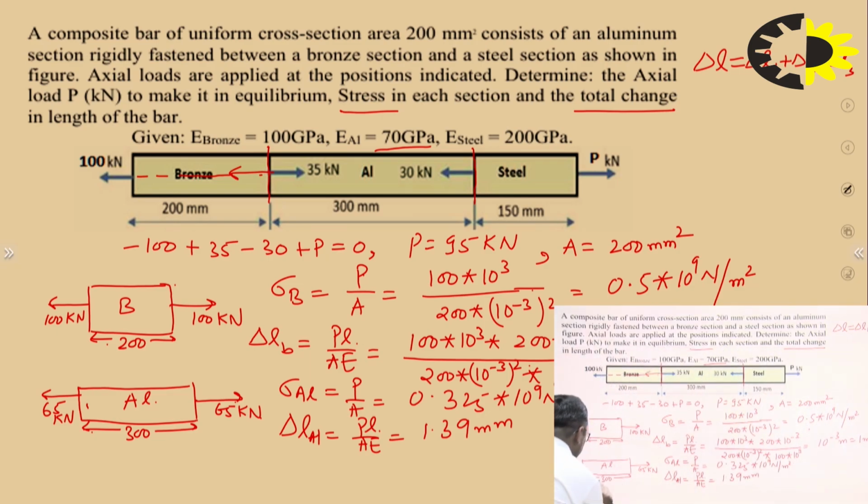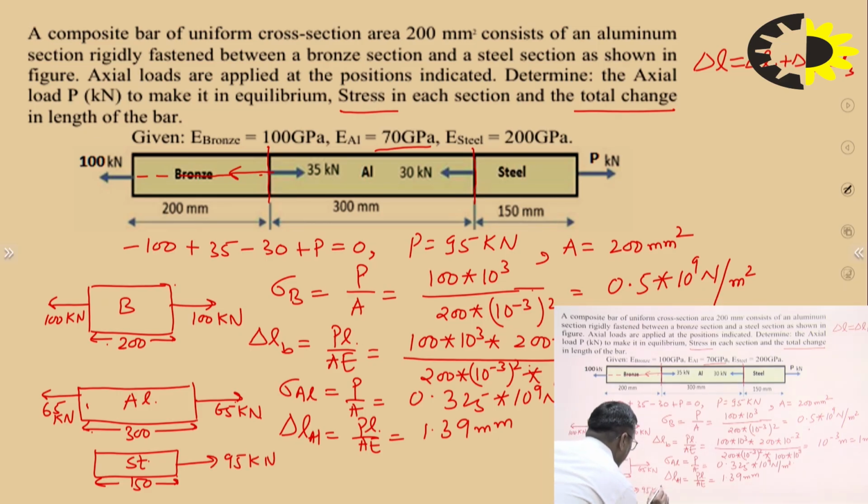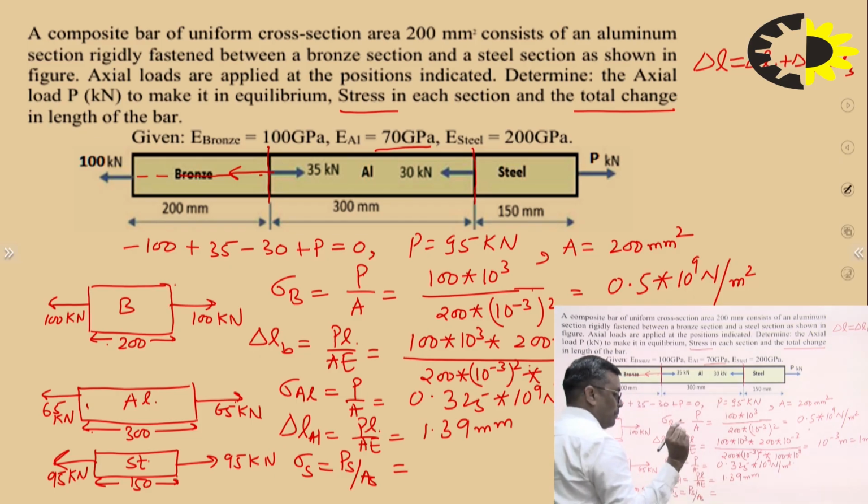The third one is the steel, and steel is 150 mm. How much is the force? What P did we find? P is 95 kilonewton on this plane. So obviously this plane of steel must be subjected to 95 kilonewton. So now I know the P for the steel. P is 95 kilonewton, A is 200 mm square. So for steel I can write PS upon AS. Okay, you can find the answer.